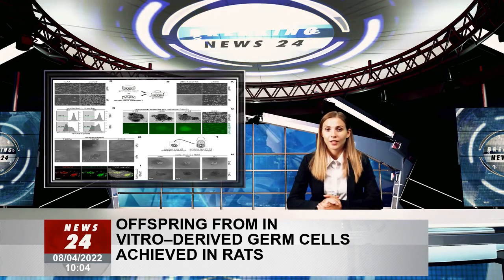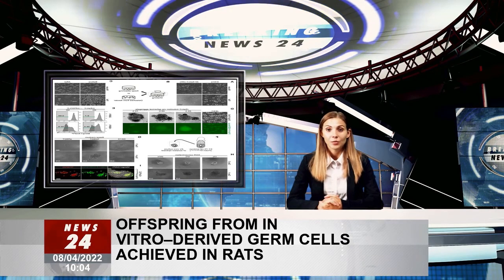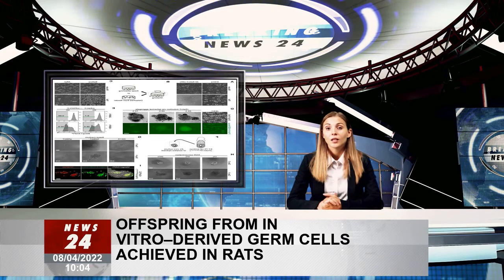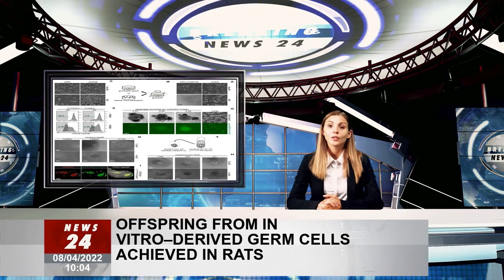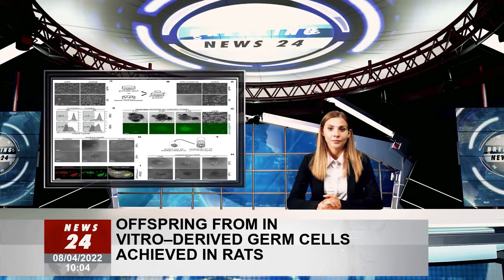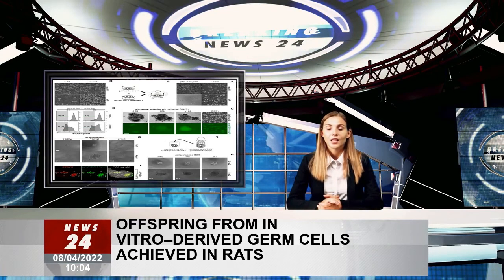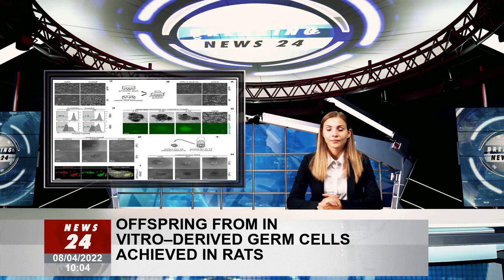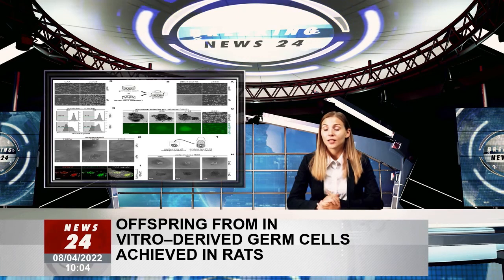The process started with inducing epiblast-like cells in an embryo from rat embryonic stem cells. The resultant cells were then placed in a medium containing a signaling molecule along with other ingredients, which encouraged them to grow into germ-like cells. Next, the cells were cultured along with gonadal somatic cells, a means of simulating a normal maturation process.